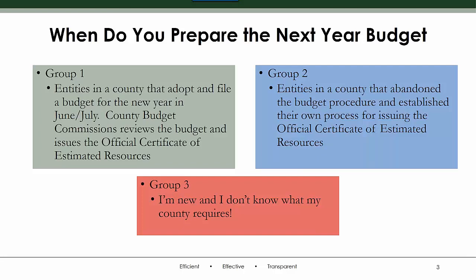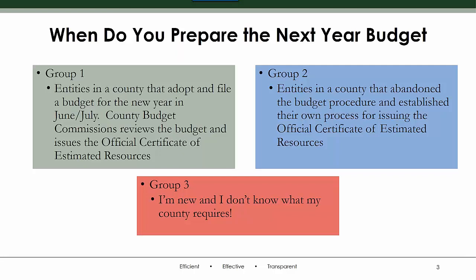because the actual new year budget starts in the year before, and it starts differently for folks who live in counties that do different things. I'm going to call Group 1 entities that live in a county that still adopt and file a budget. The deadline to file is July, so most people are adopting that in late June or an early July meeting. The County Budget Commission reviews your budget and sends it back with an official certificate of estimated resources. That's the beginning point of the new year budget for folks that file a budget in July.